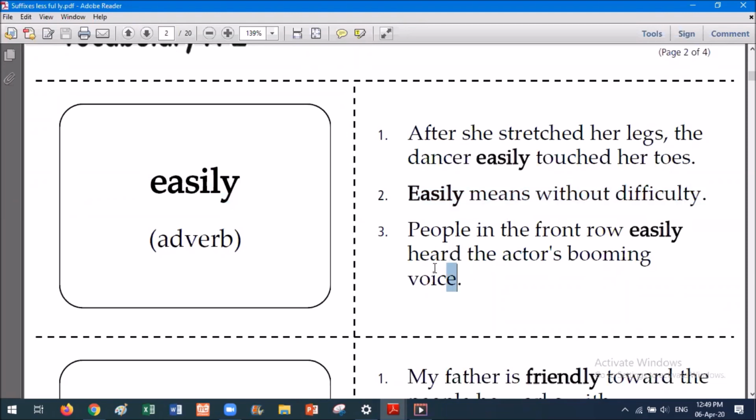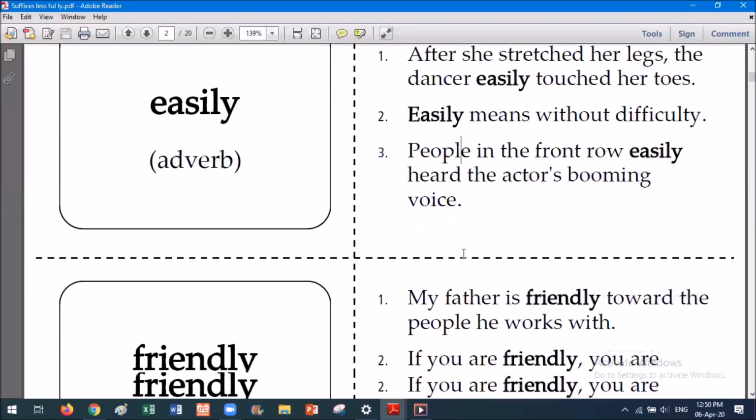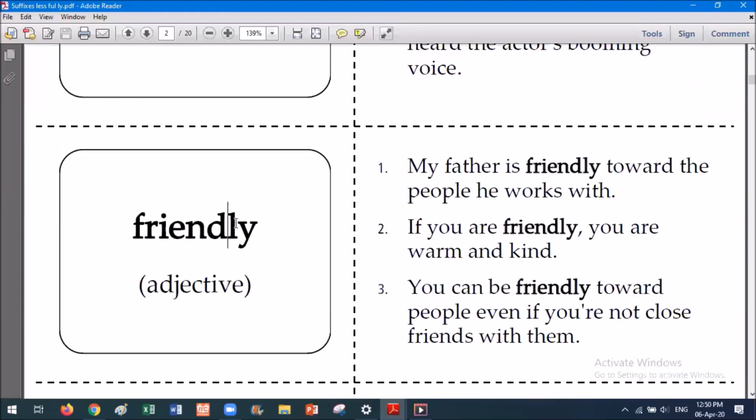So here's a nice example. People in the front row easily heard the actor's booming voice. So maybe if you're at the theater, you can easily hear the actors. Here's another ly one that we just studied. Done in a friendly way. How is it done? It's done in a friendly way. So, my father is friendly towards the people he works with. I think you guys are probably friendly to your co-students as well.